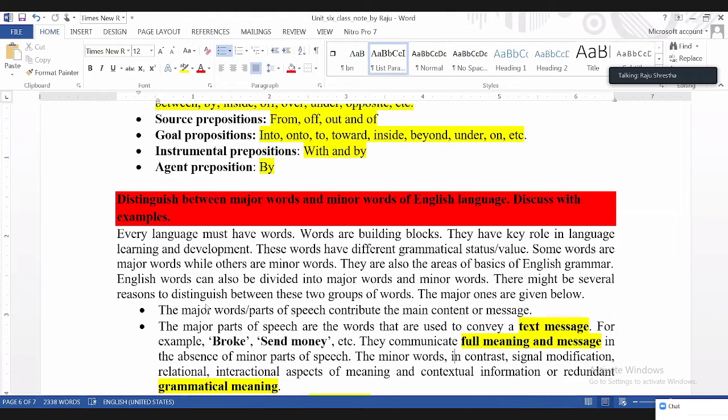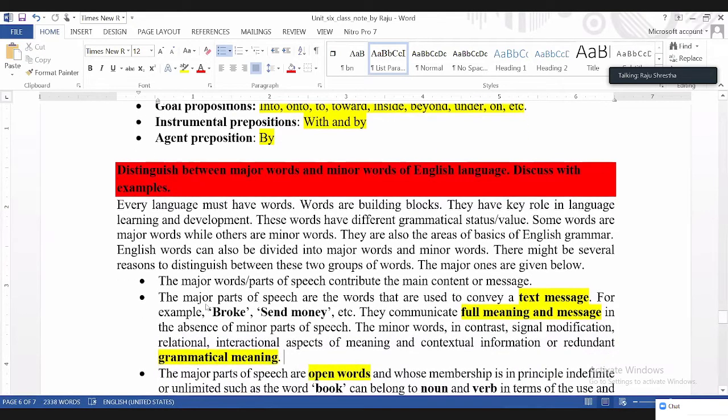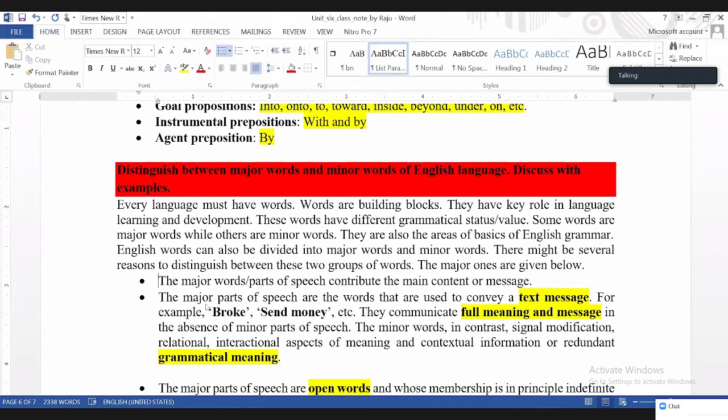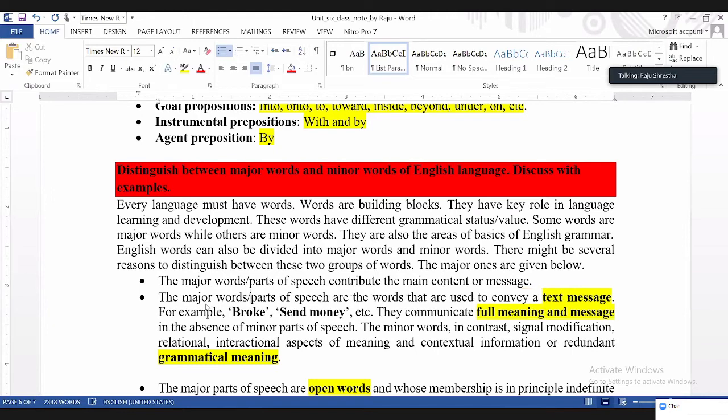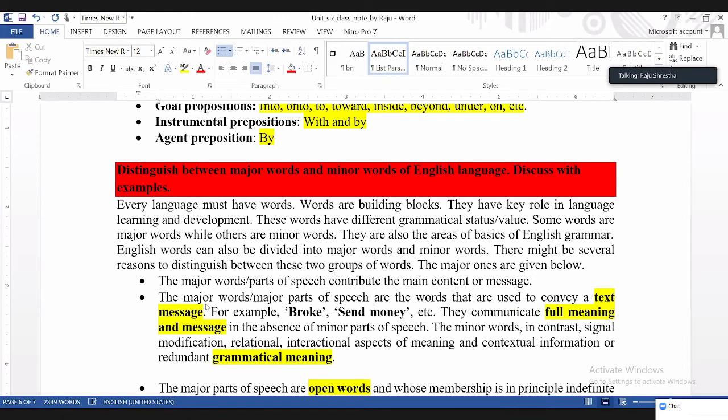Minor words, in contrast, signal very simple relational meaning, interactional part, then grammatical meaning, then minor parts of speech. So major words are major parts of speech. Parts of speech are words that are used to convey a text message. For example, they communicate full meaning and message.